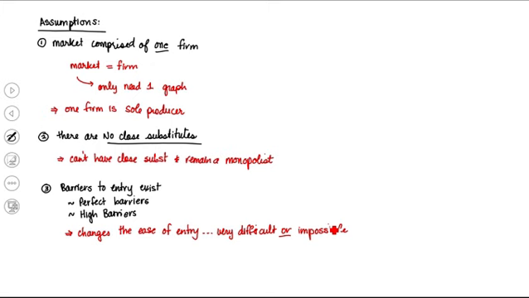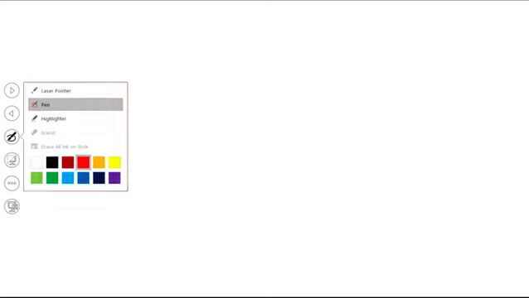So we're talking about 3 assumptions for monopoly. 1, the market's comprised of 1 firm. The firm is a market. The market is a firm. 2, there are no close substitutes. And 3, there are barriers to entry that keep out the competition. We might say that those barriers are high. They might be even perfect barriers to entry, but it makes it very difficult, or in some cases impossible, for you to enter. So let's talk about some of the barriers to entry that we see.